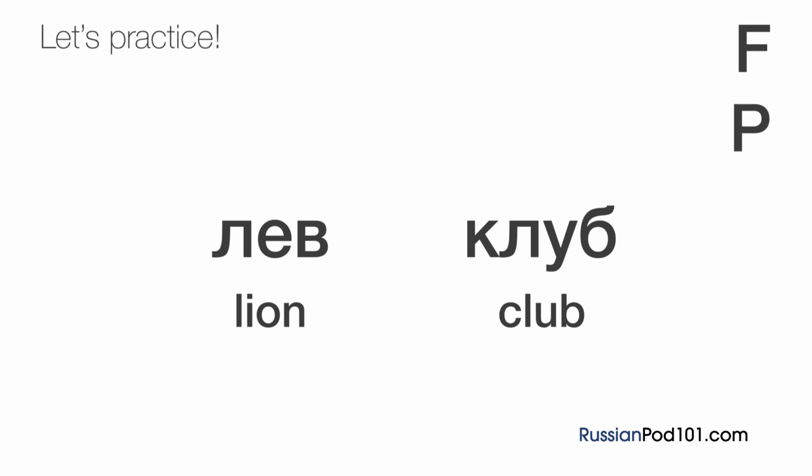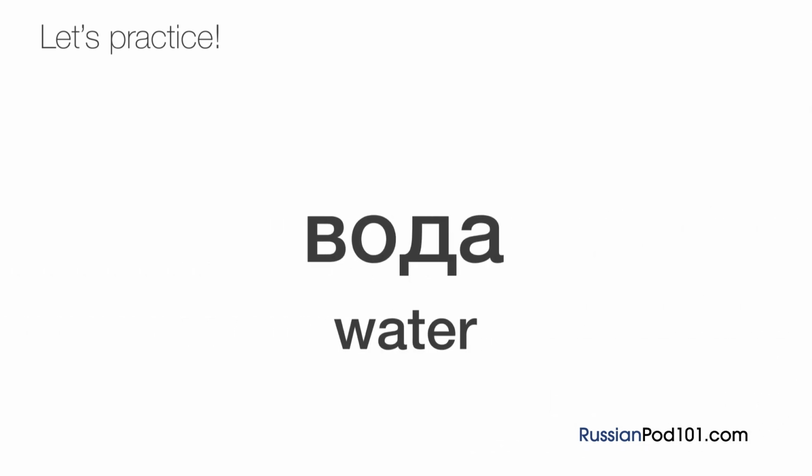Listen to it again. Лев. Клуб. We covered voicing rules back in lesson 8. Here's the last one. Вода. Could you identify which syllable was stressed? If so, you would have identified that this vowel's pronunciation changes when it appears before the stressed syllable. This is rule number 1 of vowel reduction in Russian, which we learned about in the previous lesson.